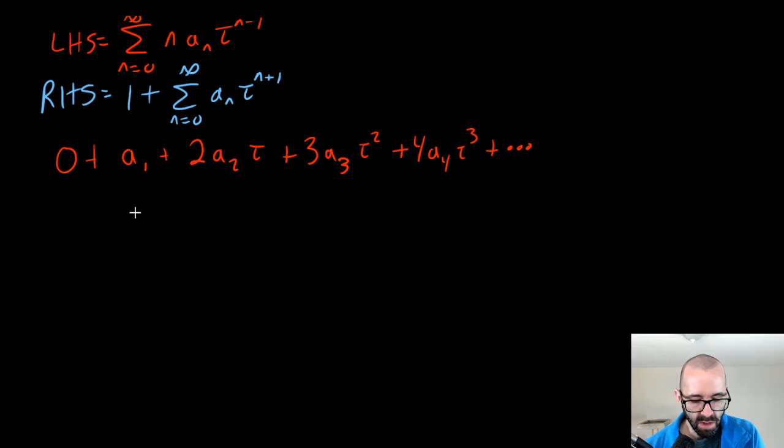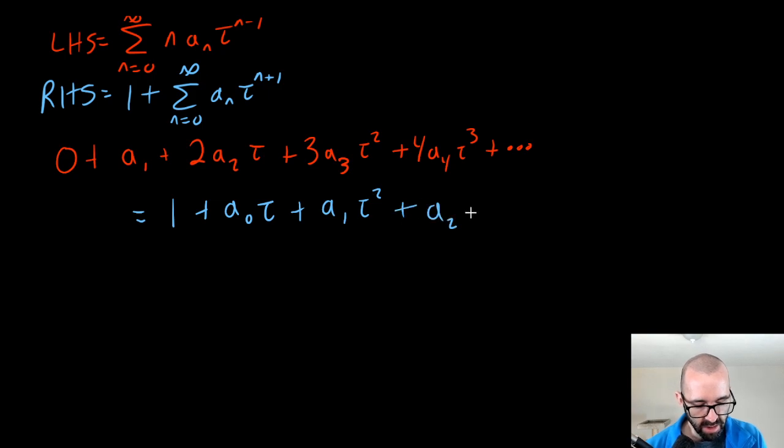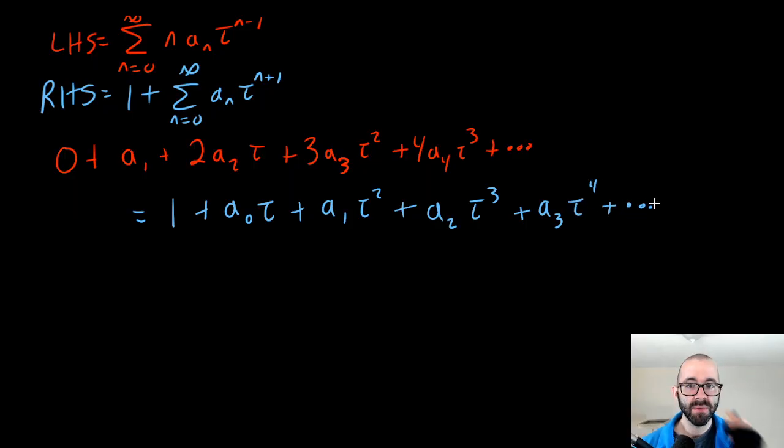And what does that equal? That equals the right-hand side, which is 1 plus a sub 0 times t. Plus, when n is equal to 1, what do we get? A sub 1 times t squared. And again, we see the pattern emerging over here. A sub 2 times t cubed plus a sub 3 times t to the 4th plus, and so on.